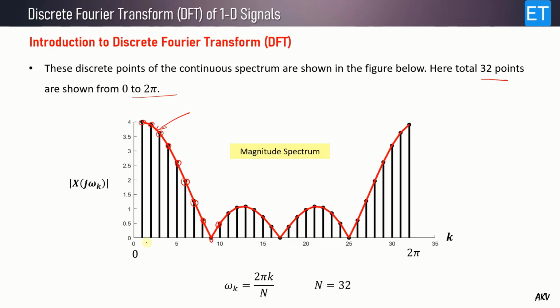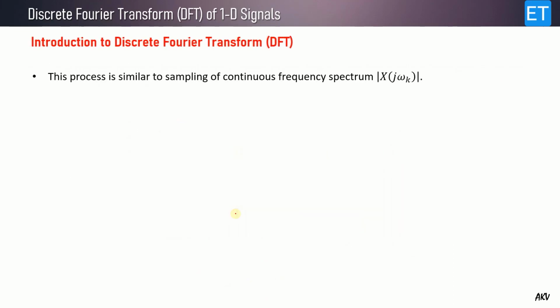Since here the range is 0 to 2π and the total number of points in this range is, let's say, N, the gap between any two samples is 2π/N, and the kth sample can be accessed by 2πk/N, where k varies from 0 to N minus 1, right? So when k is 0, it is the first sample. When k is 1, it is the second sample, like that. So this process is actually similar to the sampling of this continuous spectrum in the frequency domain.